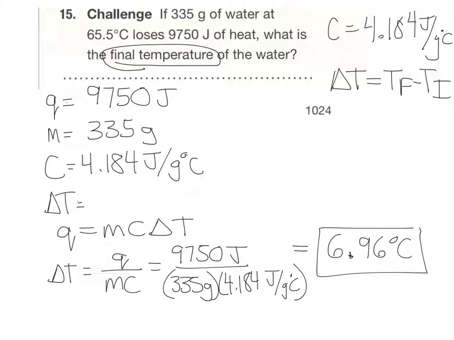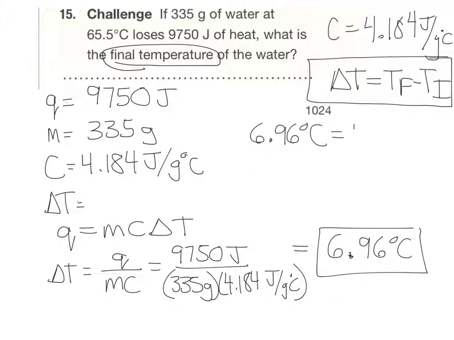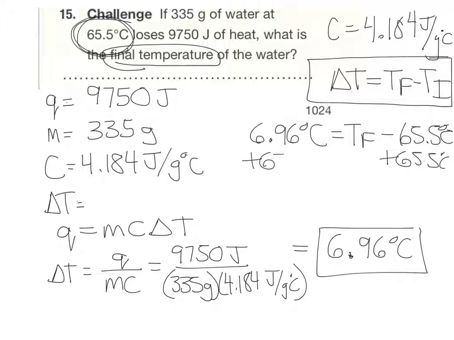So I'm halfway through the problem. Now I'm going to go up to this equation and plug these values in. So if my delta T is 6.96 degrees Celsius, I don't know my TF, and my TI, I'm going to get that from the problem and plug that in. Okay, so now we need to solve for TF. To do that, we're going to add 65.5 to both sides.